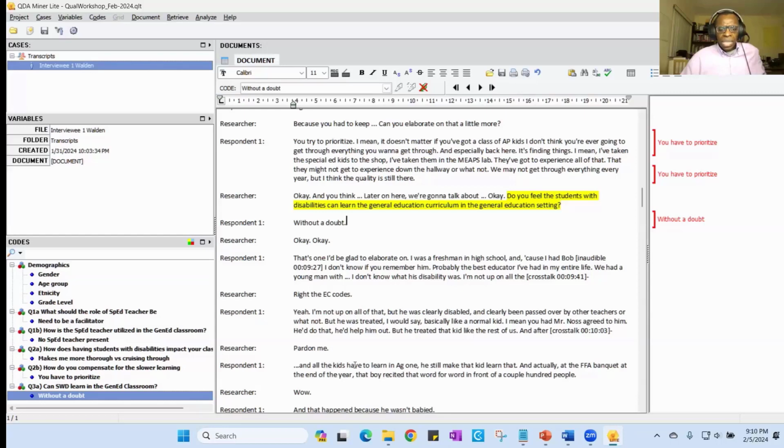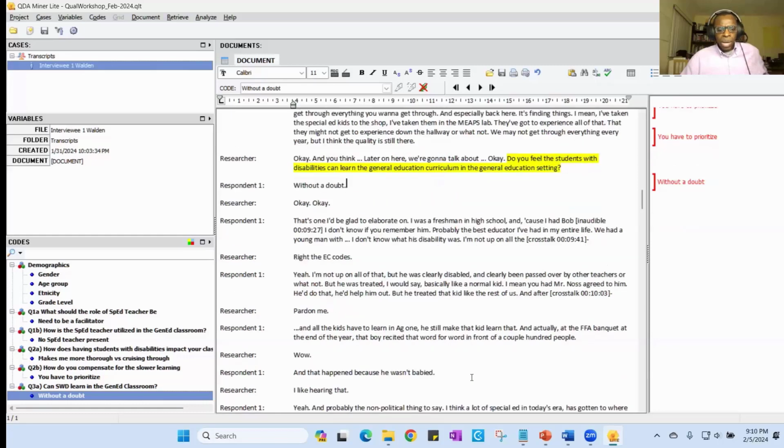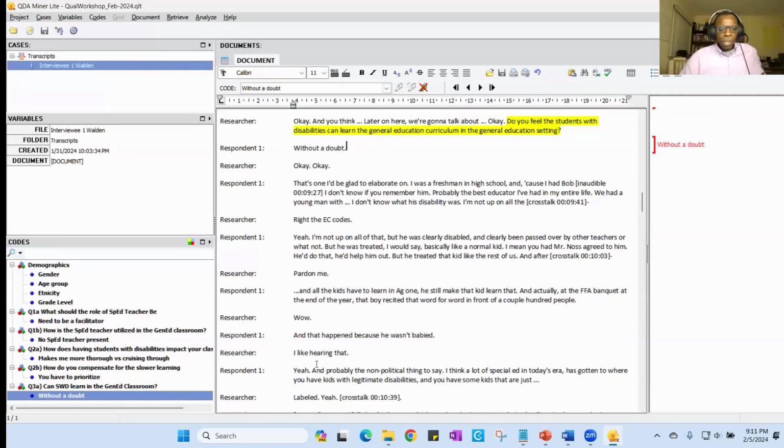After all, the kids have to learn in AG1, and he still made the kid learn that. And actually, at the FFA banquet at the end of the year, the boy recited it word for word in front of a couple of hundred people. Wow. And that happened because he wasn't babied. I like hearing that.